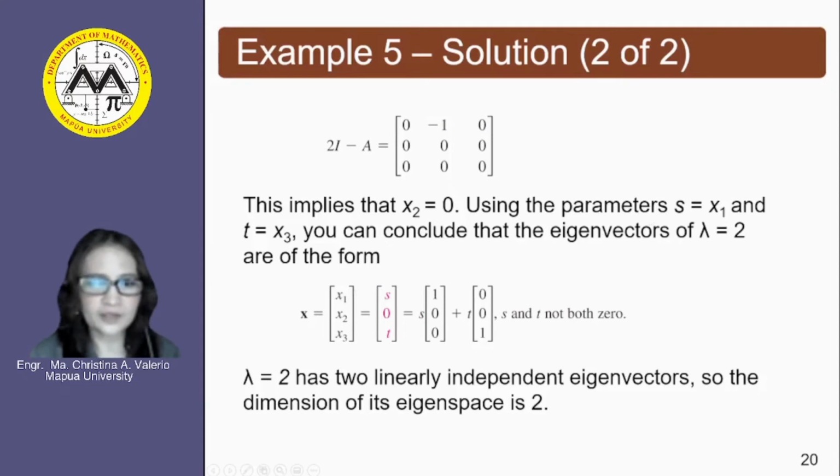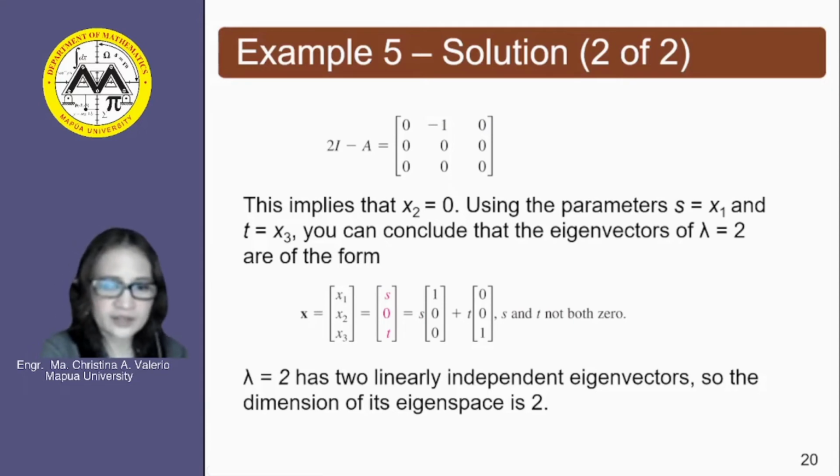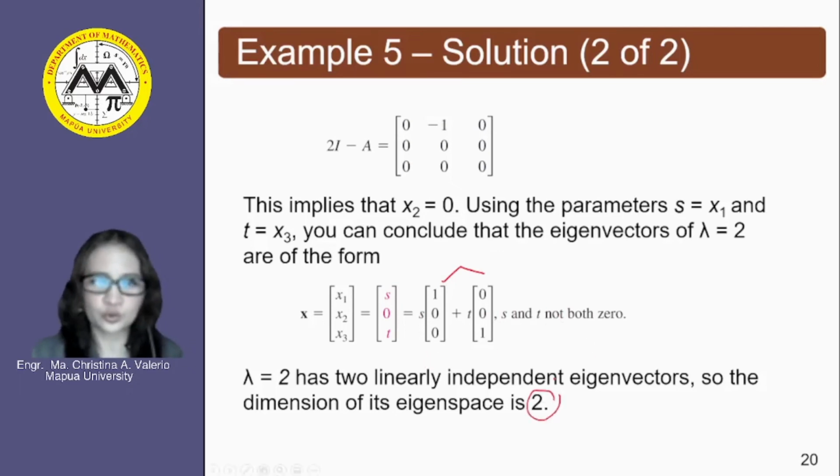x with components x sub 1, x sub 2, x sub 3. Since we assign x sub 1 to be s, and we know that x sub 2 is 0 and x sub 3 is equal to t, we end up with two vectors, that is the vector 1, 0, 0 and the vector 0, 0, 1. And since we have two linearly independent vectors, the dimension of the eigenspace is equal to 2.